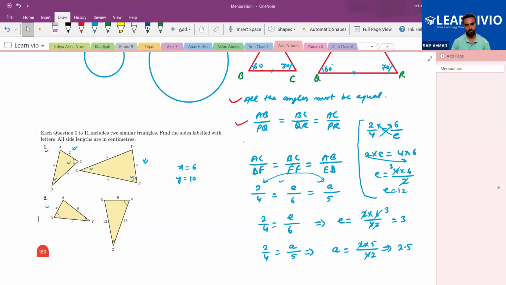What is the corresponding side of AB in this triangle? XY. Okay, AB by XY. And AB is X, and XY is 9. And what is the corresponding side of AC? AC is 8, and then it's 15.